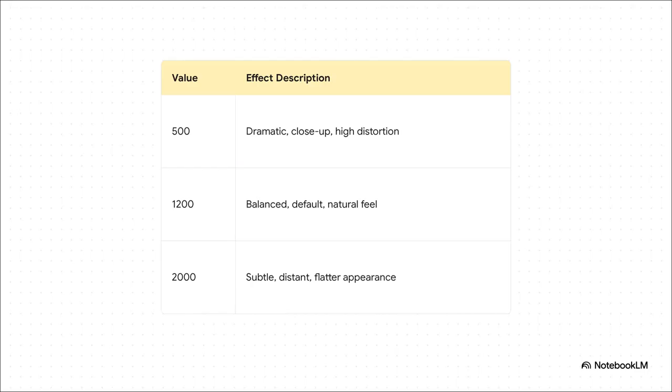And this right here really breaks it down for you. You can see the direct impact of changing that perspective value. Look at 500. That's going to give you that super dramatic, high distortion look we talked about. Then you've got 1200, which is that balanced, natural feeling default. And if you push it all the way to 2000, the effect gets really subtle, almost flattening out the appearance.